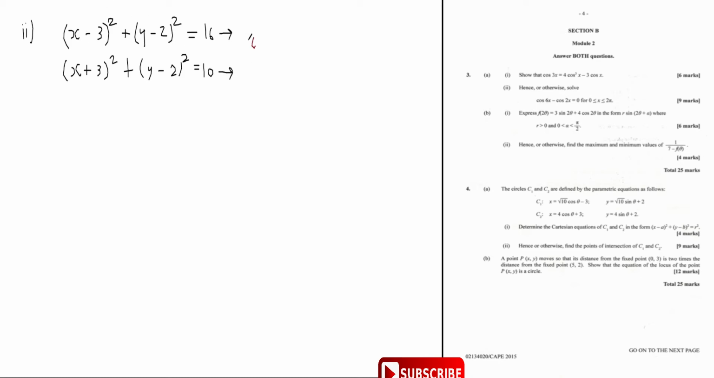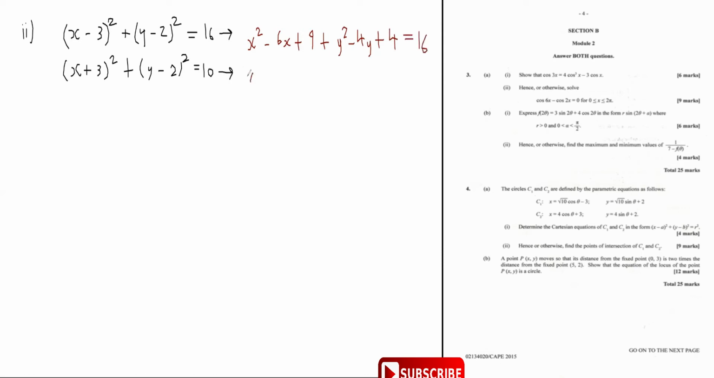The general form for the first one will be x squared minus 6x plus 9, plus y squared minus 4y plus 4, and that's equal to 16. All right, that's the first equation in general form.